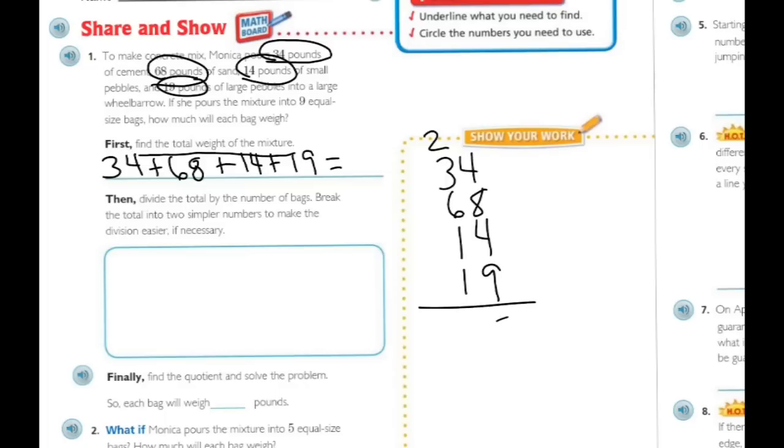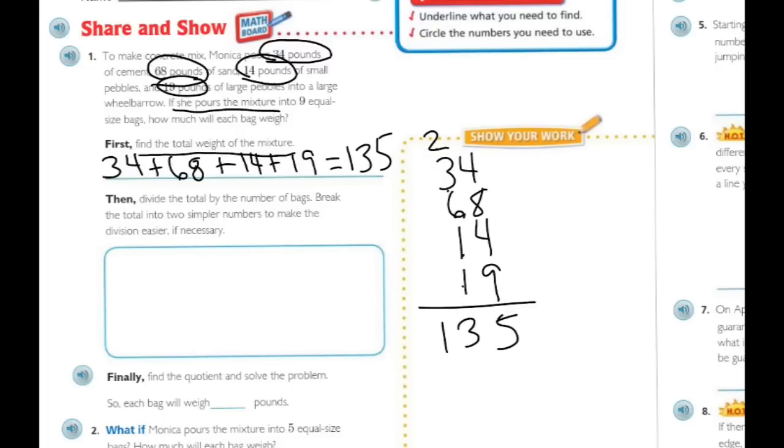So I'm going to carry my 2. I'm going to put my 5 here. So I have 2 plus 3 is 5. 5 and 6 is 11. 12, 13. So I have 135. So I know that my total pounds was 135 pounds.